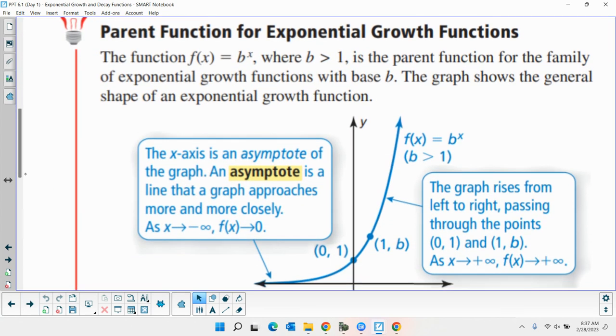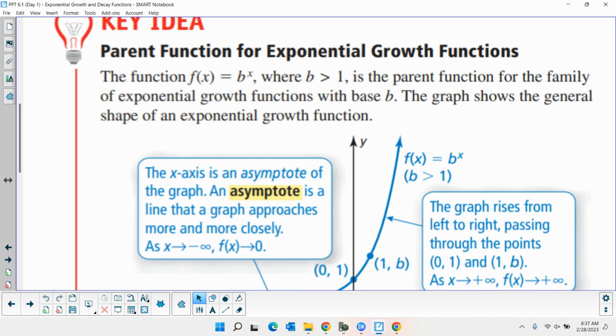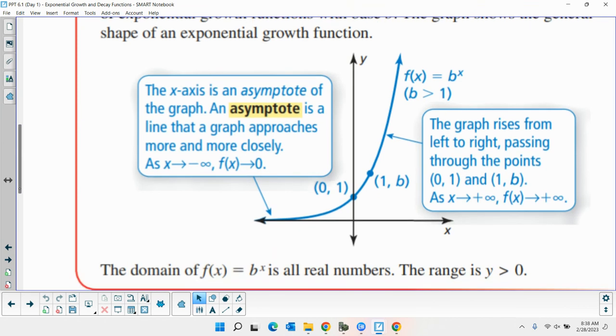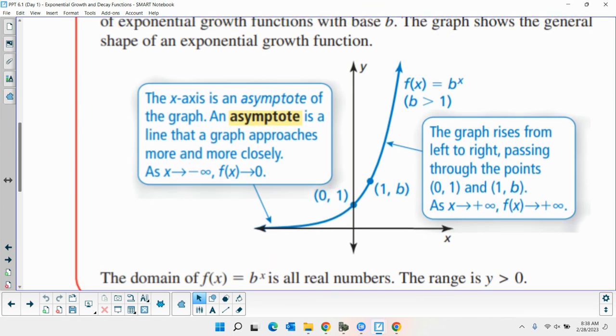So it's a growth function when the b is greater than 1, all right? And there's the graph of an exponential growth function, okay? They all look like that. They start out kind of flat, and then all of a sudden they take off, okay?